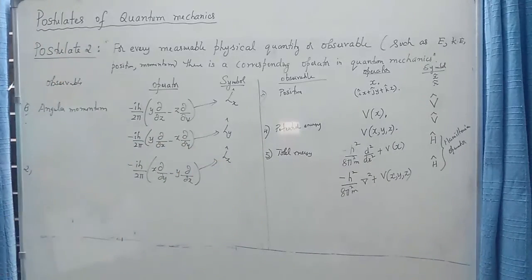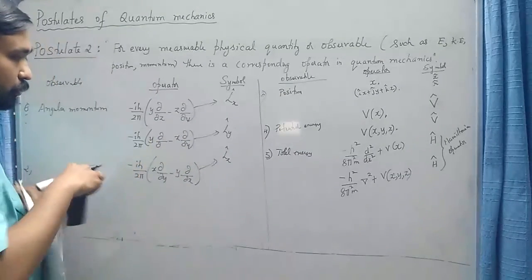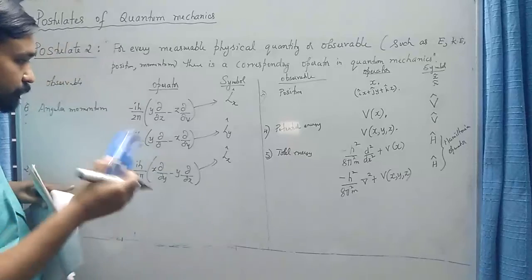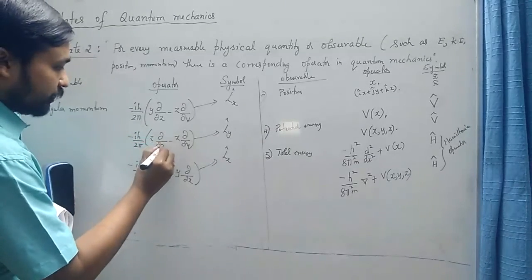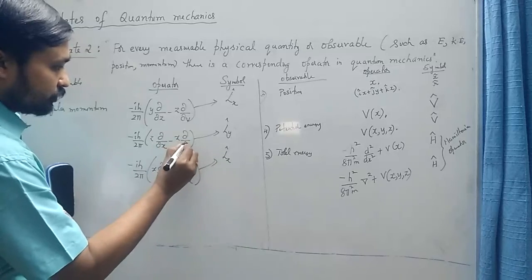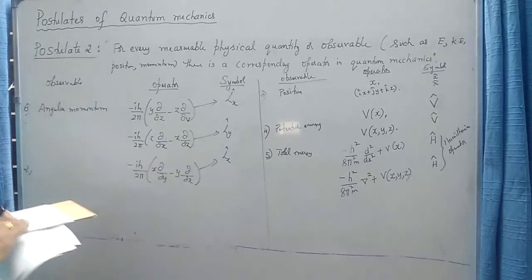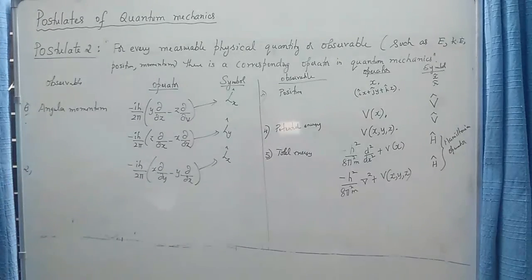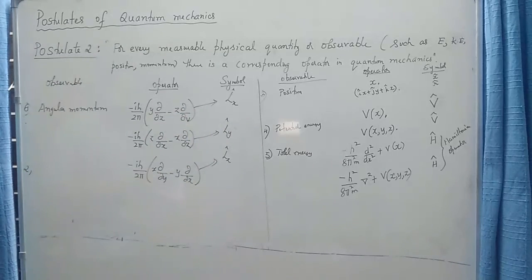I have made a mistake here. The y component is z into dou by dou x minus x into dou by dou z. Finally, this is the z component of the angular momentum operator. We will discuss the angular momentum operator again.